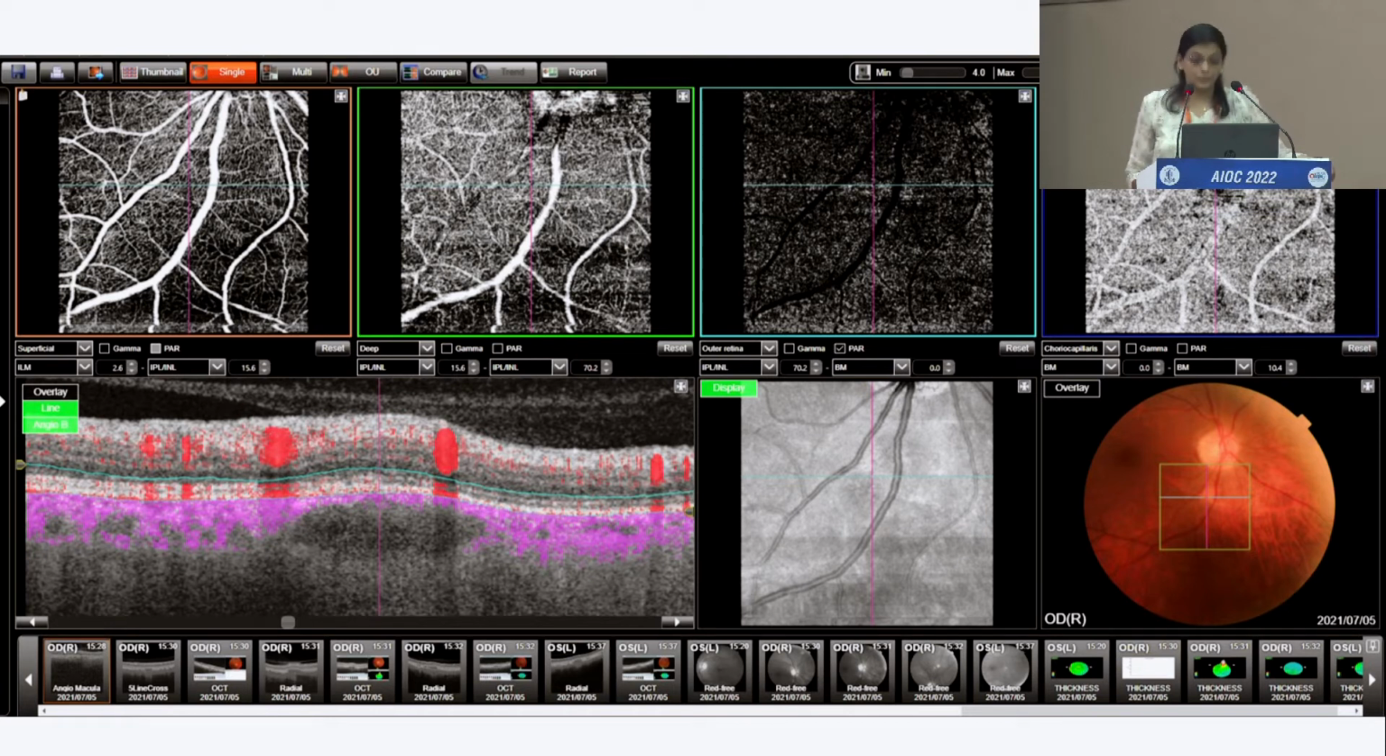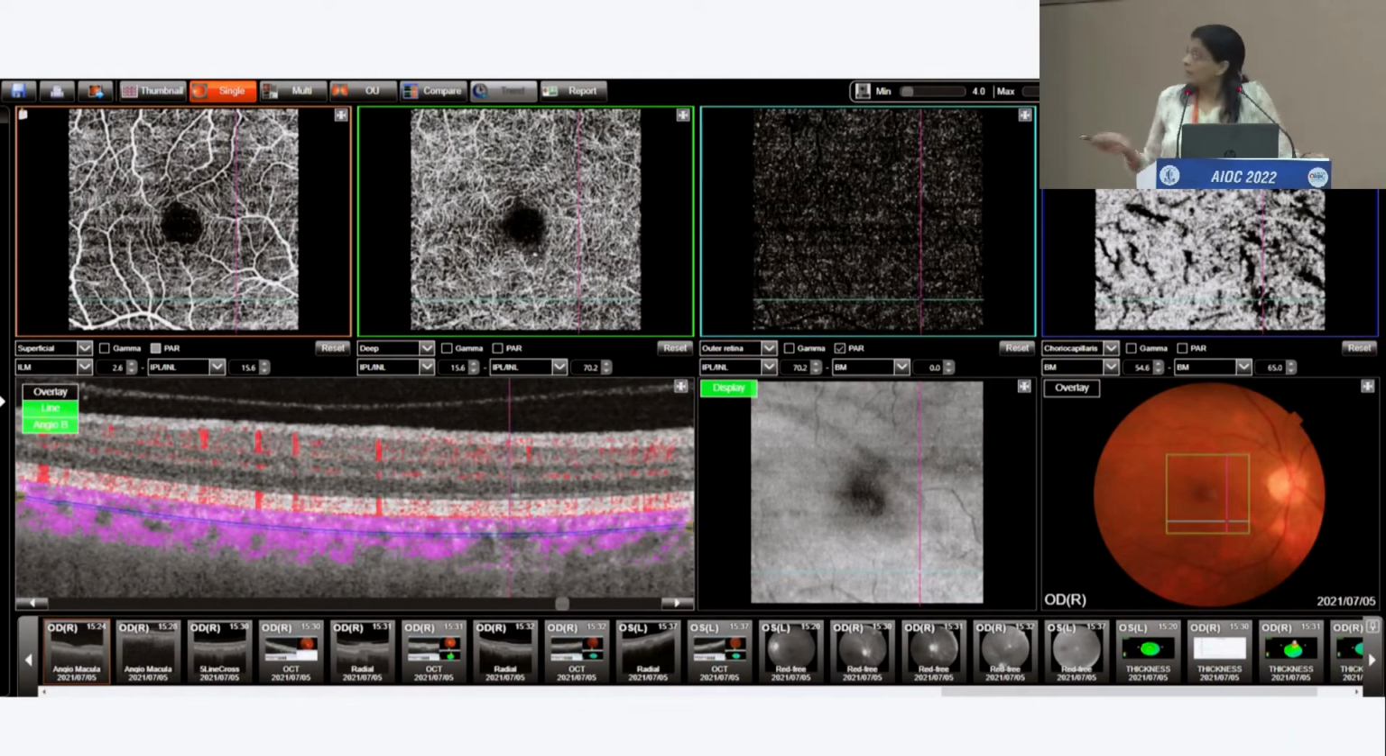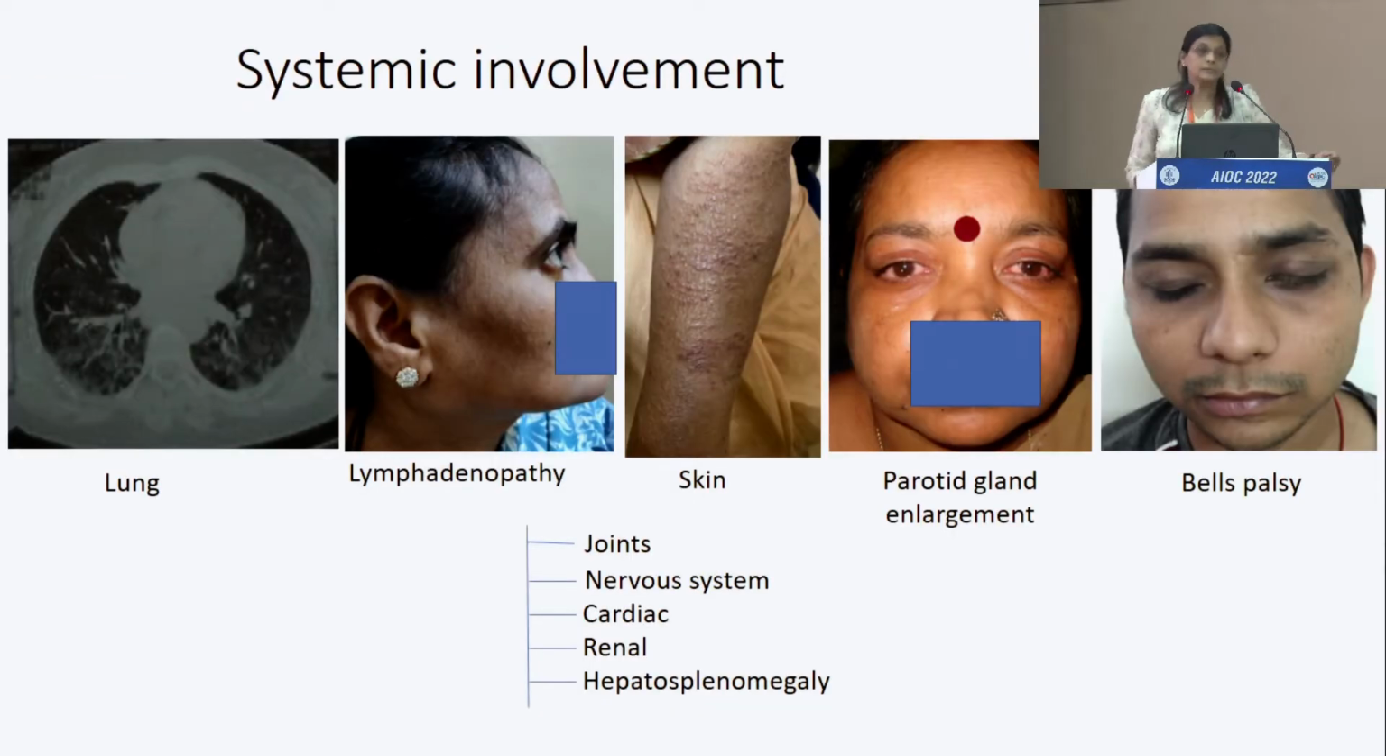OCTA is also a useful technology because it can pick up subclinical granulomas which are not visible clinically. Here there is a clinically visible granuloma. You see a hypoperfusion area, and on OCT a well demarcated granuloma. Now this area appears okay clinically, but on the OCTA you have hypo areas, and if you look at the OCT, that area has increased transmission signals. So definitely imaging has made a big difference in looking at our cases with sarcoid.